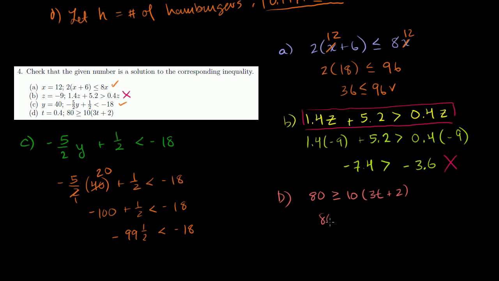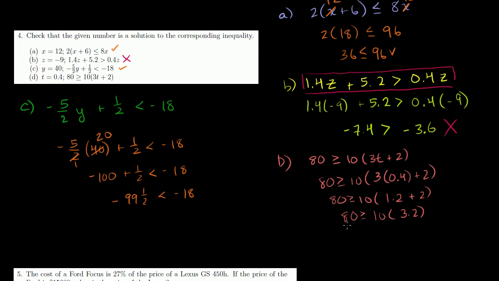Let's try that out. 80 is greater than or equal to 10 times 3 times 0.4 plus 2. 3 times 0.4 is 1.2, plus 2 is 3.2. So 80 is greater than or equal to 10 times 3.2, or 80 is greater than or equal to 32, which is absolutely right. So D is also a valid solution.